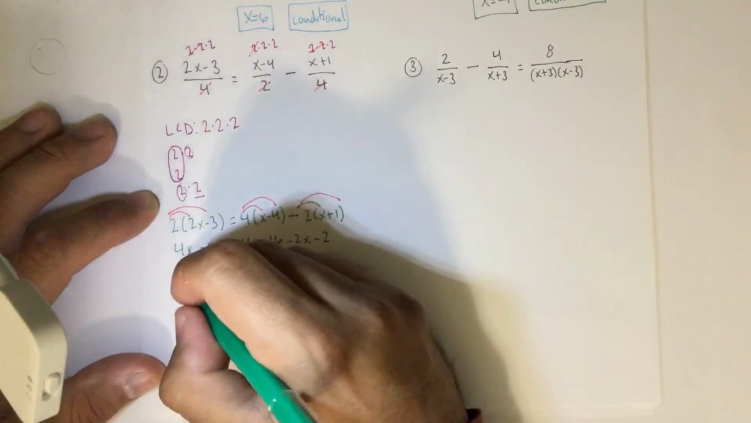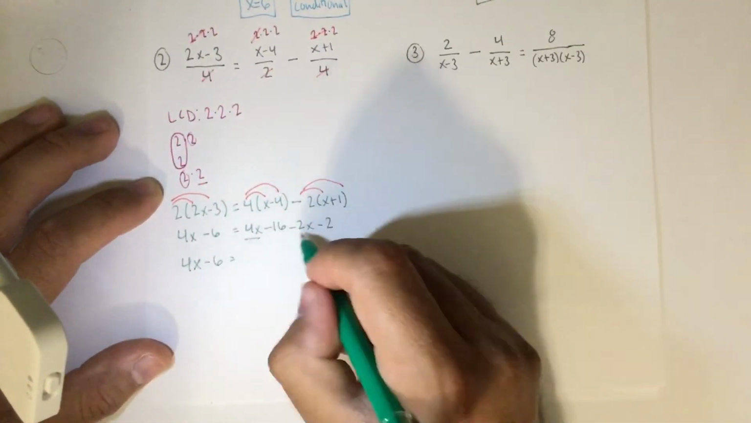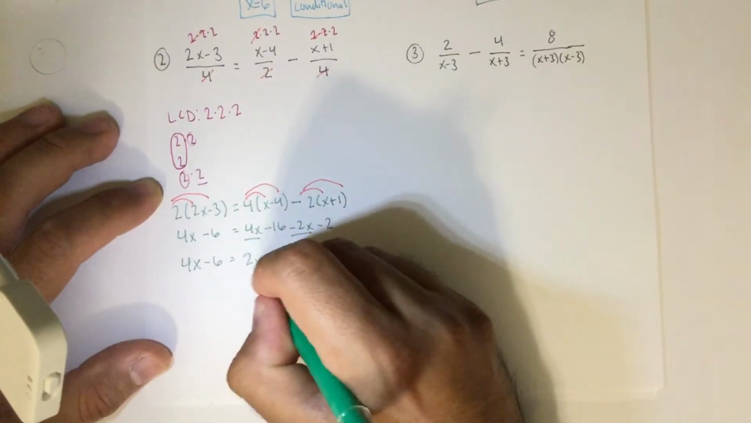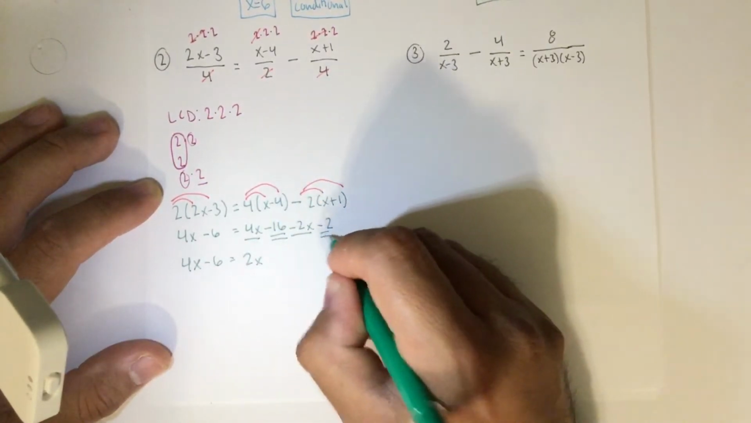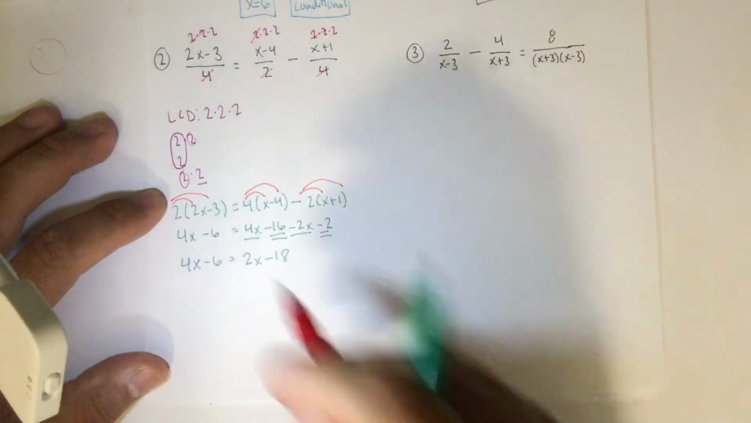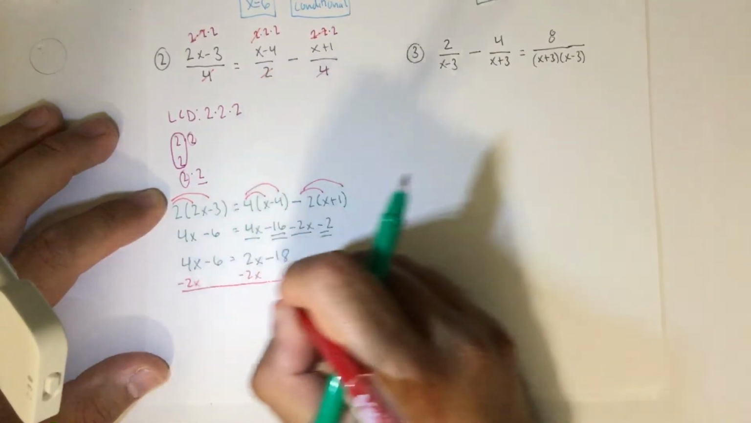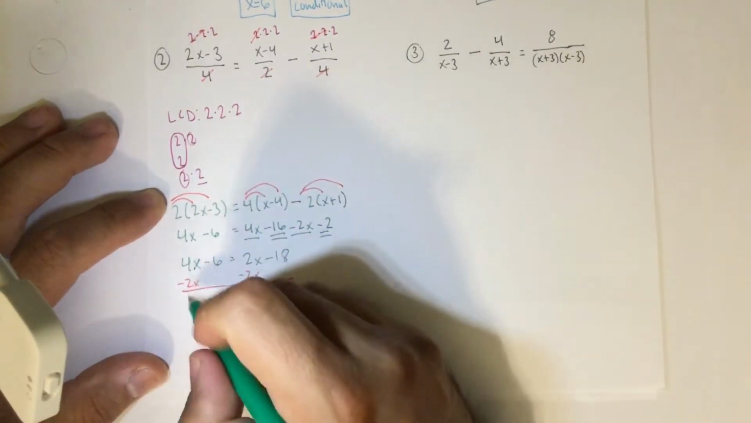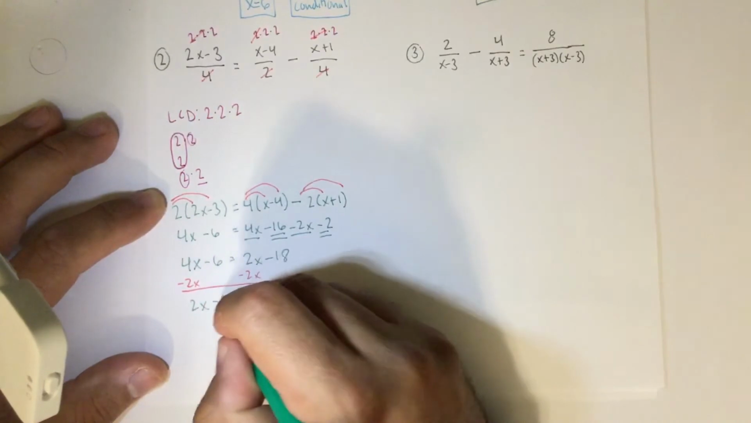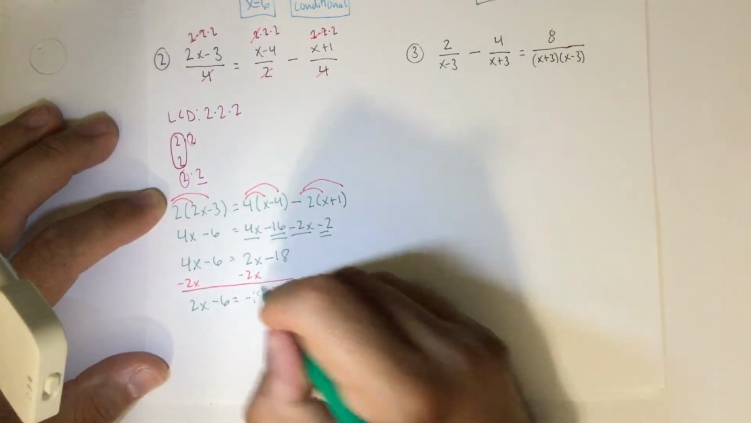On the left side, we see we have no common terms that we can combine. But on the right side, we have 4x minus 2x, which is 2x. We have negative 16 minus 2, which is negative 18. All right, I'm going to go ahead and move my variables to the left. That's going to give me 4x minus 2x is 2x. Bring down my minus 6 equals 2x minus 2x is 0. Bring down my negative 18.